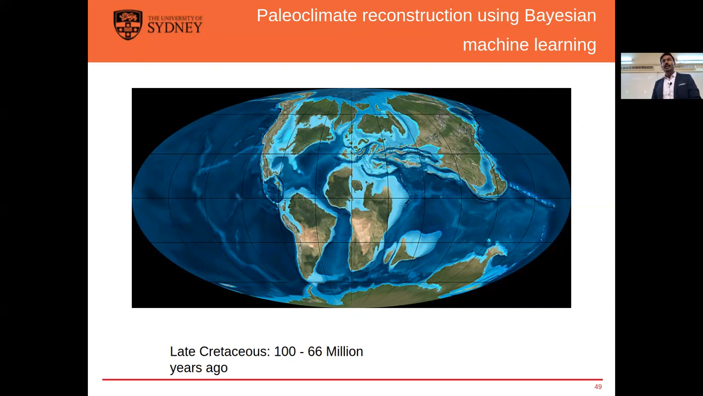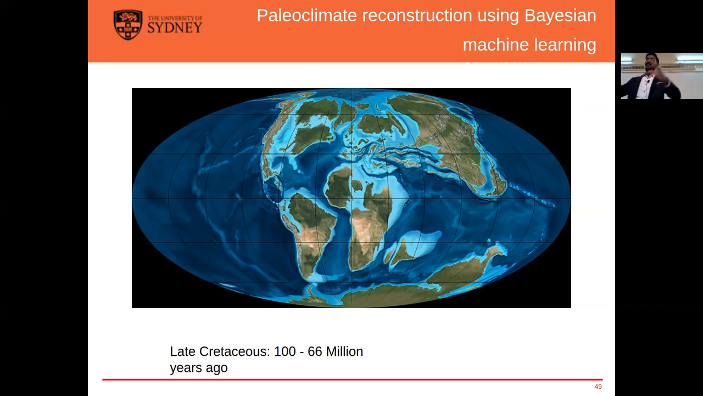running out of time, is paleoclimate reconstruction. Now I'm looking at the atmosphere, and also the land area, but more the biodiversity. So this is the late Cretaceous period, around 100 to 66 million years ago. If you see it once, you might think it looks similar to what it is now, but not really. You can see that parts of Africa are underwater here. The Middle East around there is all underwater. And India is here, an island. So this is around that time.